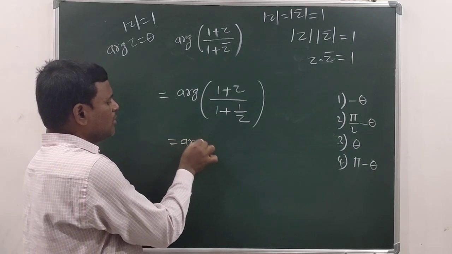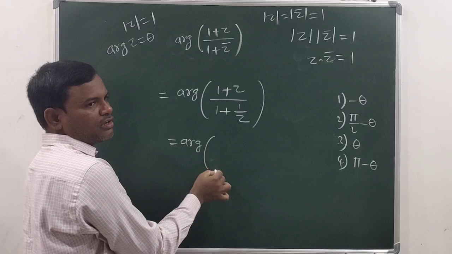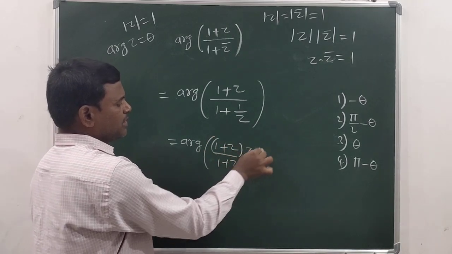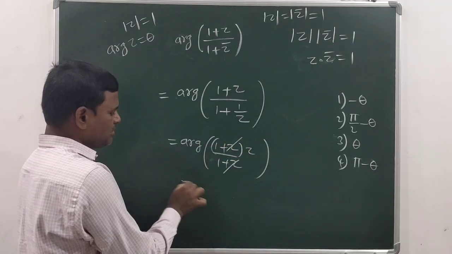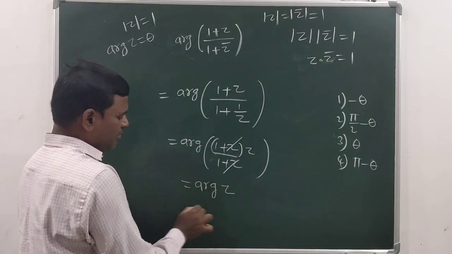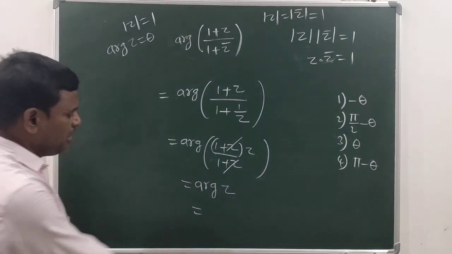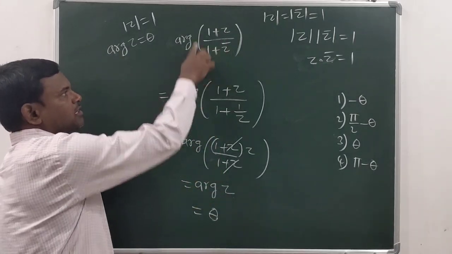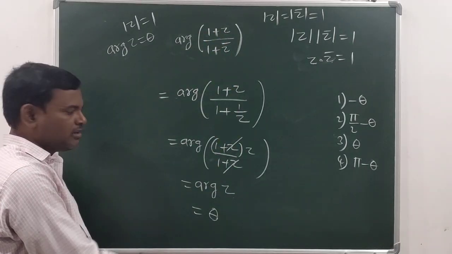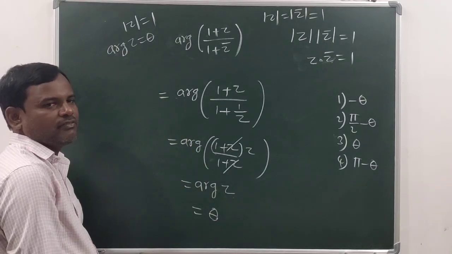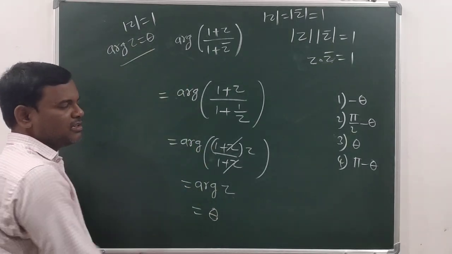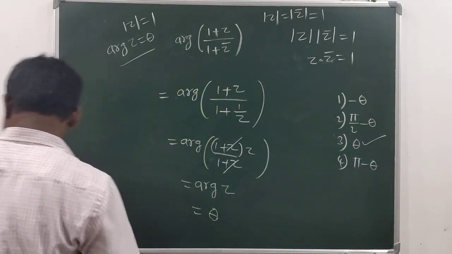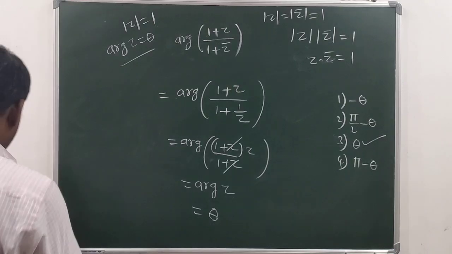The argument of, this will go into the numerator in the next step, (1 plus z) by (1 plus z) into z. So both of them cancel. Now the argument of z value is theta only, which was given in the problem. After simplifying this, again you get the argument of z, which was given in the problem itself as theta. So the third option is the required answer for this question. Next.